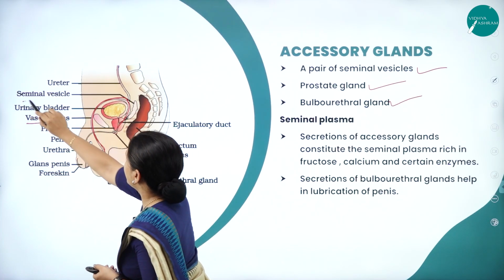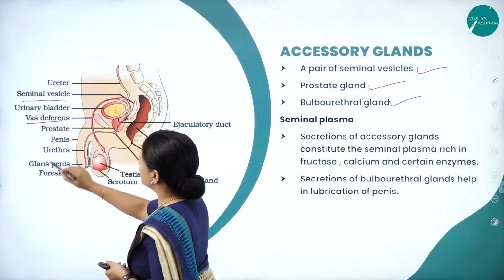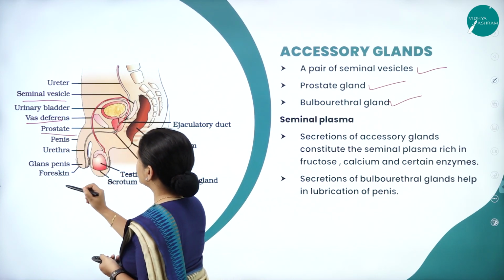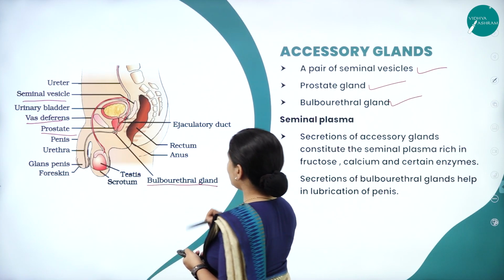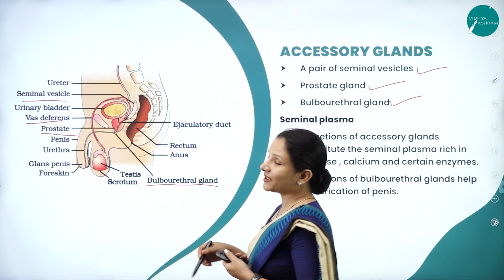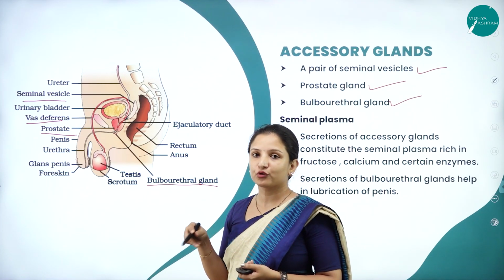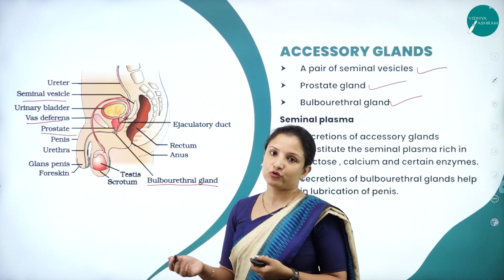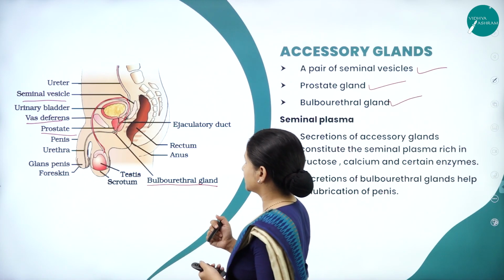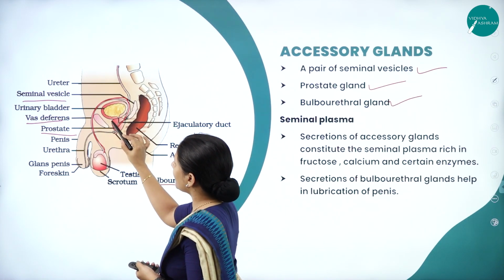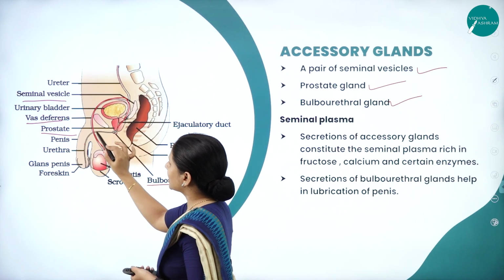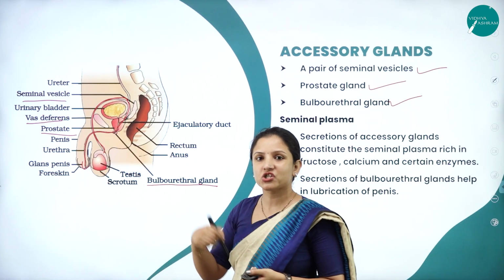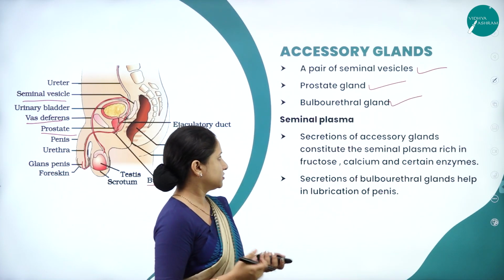Then there is the seminal vesicle. Then comes the prostate gland, which secretes certain hormones. Then comes the bulbourethral gland, which also secretes certain hormones. All these accessory ducts and glands help in the process of spermatogenesis, that is the formation of the sperms. And it has the urethra. The urethra is a tube-like structure which carries the sperm to the penis so that the sperm can be ejaculated out of the penis. That is its function.